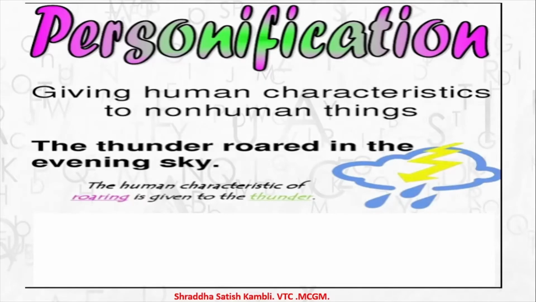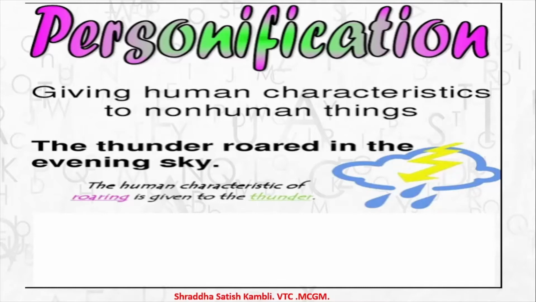Let us take a look at some examples. The thunder roared in the evening sky. Thunder is something which happens when the clouds crash against each other and there is this big sound which is called thunder. It is said that the thunder roared. Now see, roaring cannot be done by thunder. The sound could sound like it is roaring, but it is not actually roaring. Who roars? Human beings can roar, or animals can roar. So the human or animal characteristic of roaring is given to thunder. So it is an example of personification.